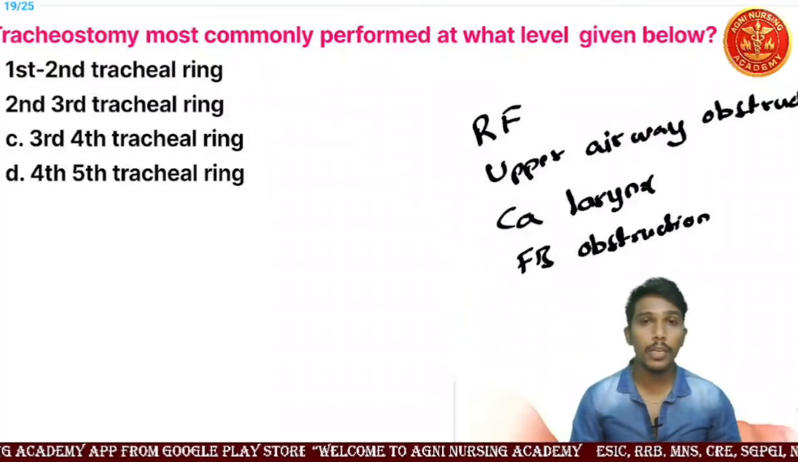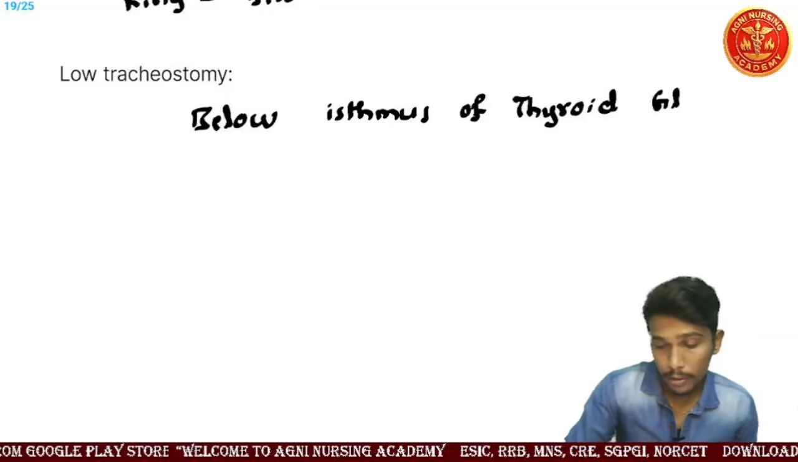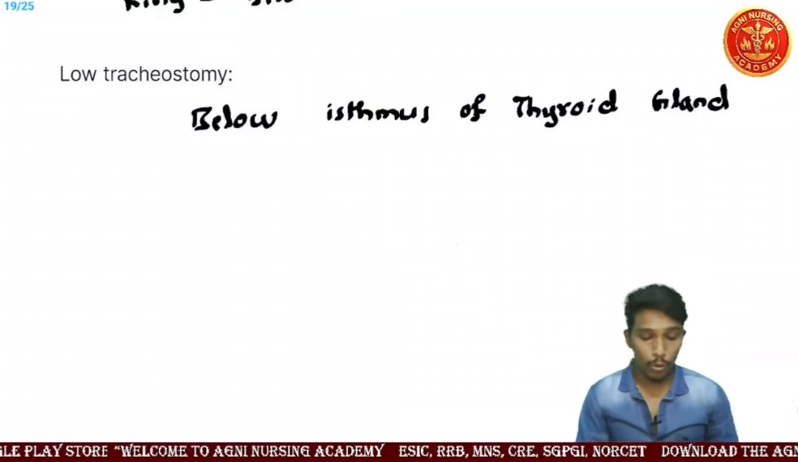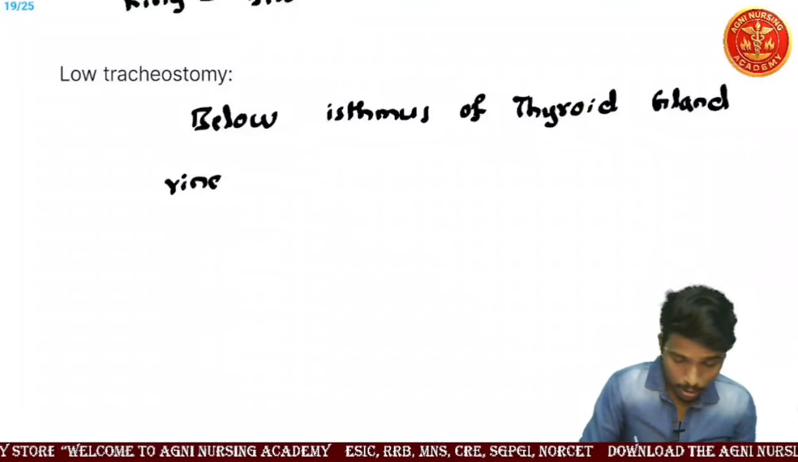Then coming to the low tracheostomy, what is this low tracheostomy? In this tracheostomy we insert the tracheostomy tube below the normal level, below the isthmus of thyroid gland. And what about rings? Below the fourth ring, or between the third and fourth ring.